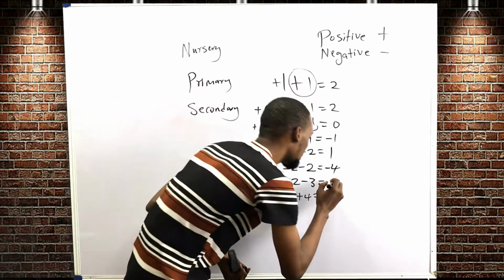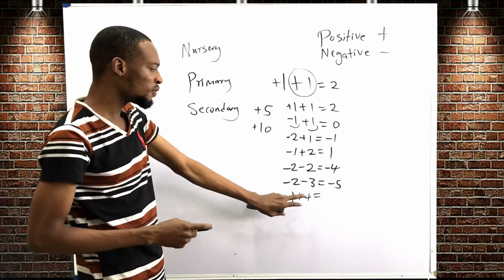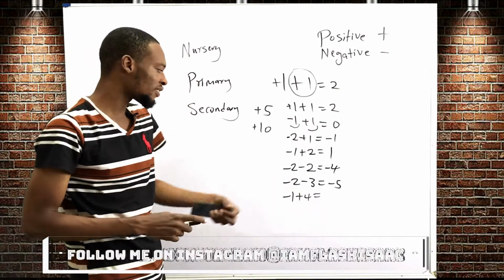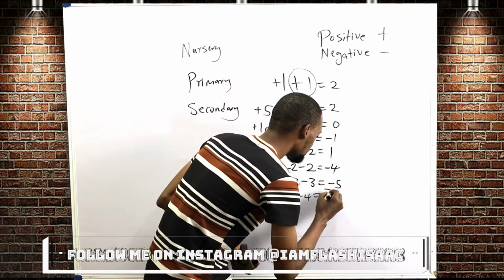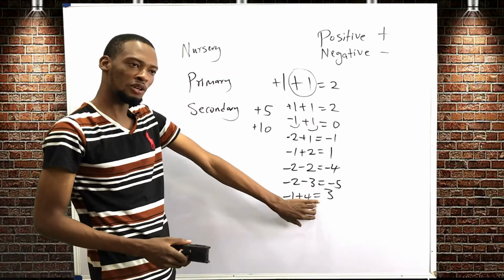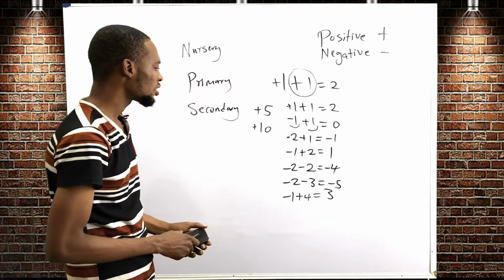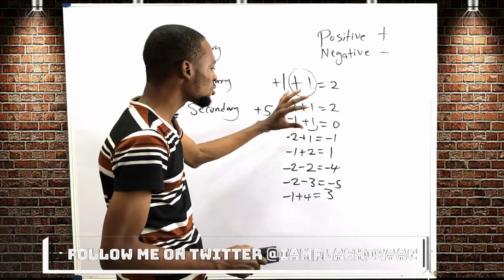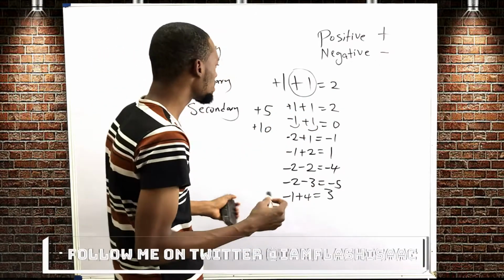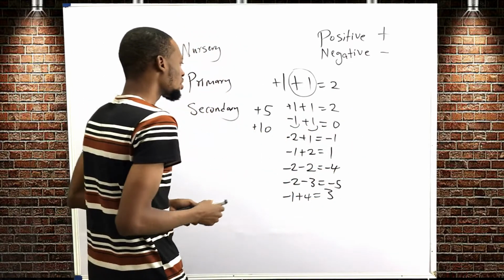If you got minus 5, you are correct. You are owing 2, you borrowed another 3, that means you are owing 5. If you got 3 here, you are correct. You are owing 1, you have 4, so you paid 1, you have 3. So this is a basic thing you should know. While solving questions, you see a situation where you have to come across all these things.